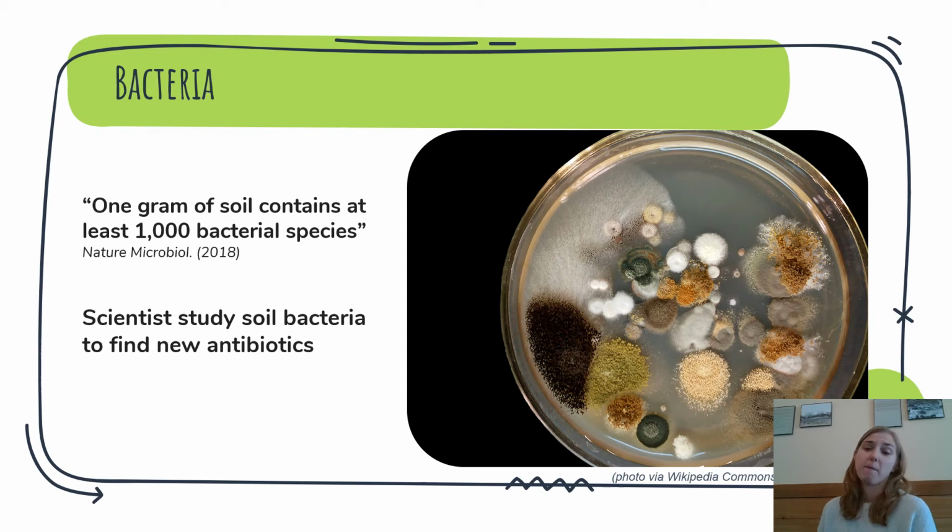So the bacteria in the soil are pretty diverse. There are at least 1,000 bacteria species in a gram of soil. This diversity is really important to the soil health and the soil ecosystem, but it also has a benefit to us because a lot of our antibiotics have been found by studying bacteria and the compounds they make in the soil.